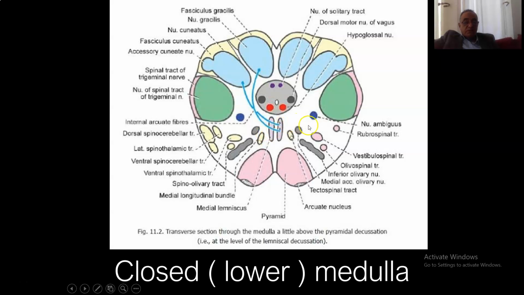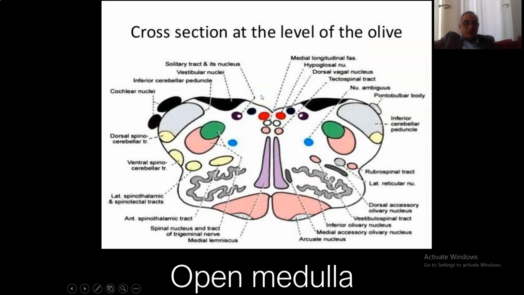That's it. This is the level of the closed medulla, and posteriorly here we find the nucleus of taste, nucleus solitarius. Anteriorly, near the midline, we have the hypoglossal nucleus, motor nucleus, and the dorsal motor nucleus of the vagus. This is the closed medulla.